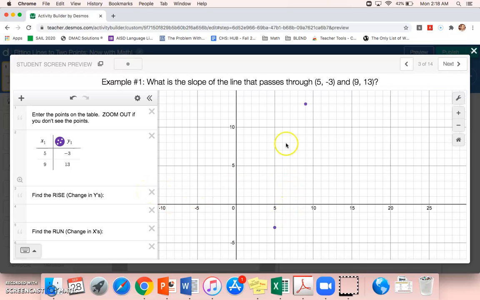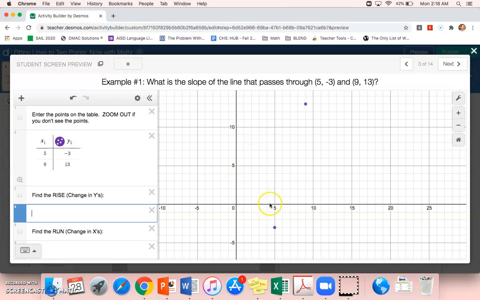So we measured that change in humans by subtracting. We're going to measure the change in dots in the same way, or points, sorry, I'll be a little more mathy. So we're going to take this 9 and 13. These are the new points, and we're going to subtract the old or original point. So 9, 13, 5, -3.